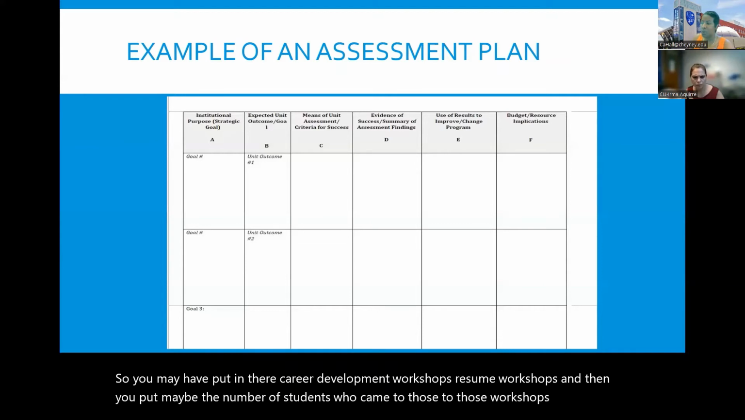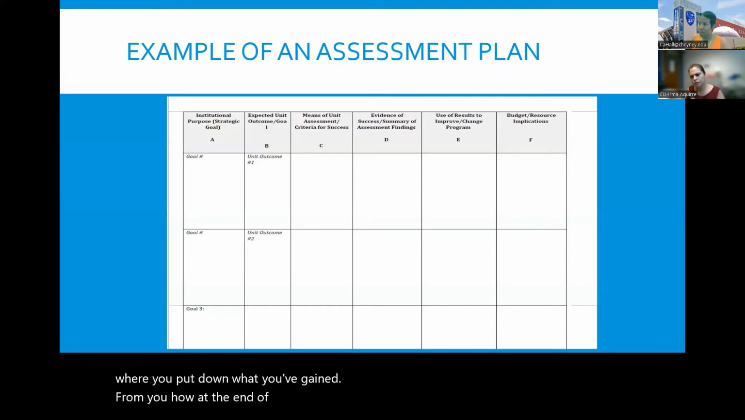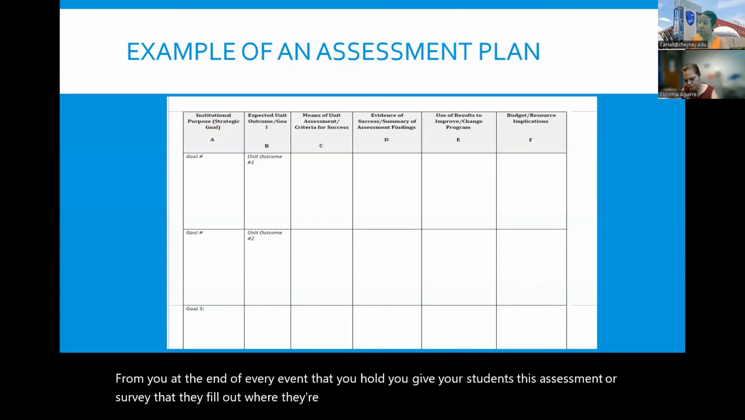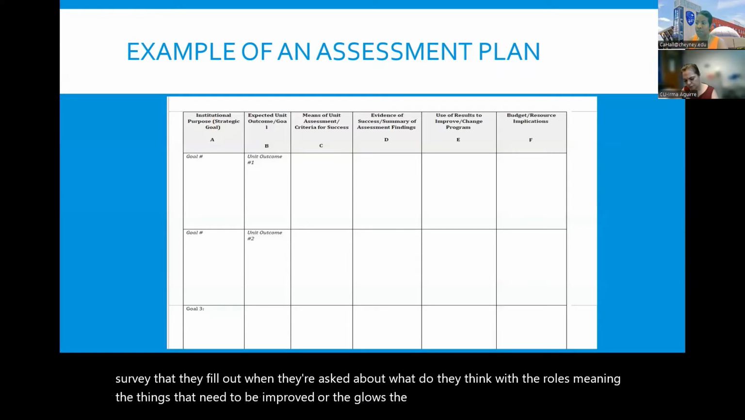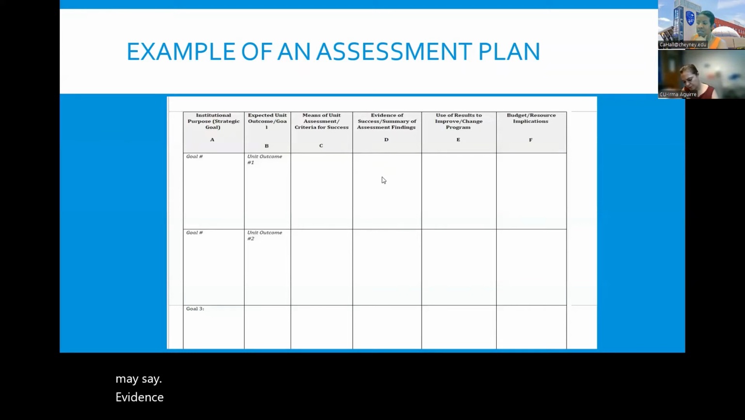And then in the next one, when it talks about evidence of success, that is where you put down what you gained from, you know how at the end of every event that you hold, you give your students this assessment or survey that they fill out where they're asked what they think were the grows, meaning the things that need to be improved, or the glows, the things that were done perfectly. That would support your evidence. And that's how we read the data that we take up, right? So you may say, evidence of success: 70% of students who enrolled in career development attended the resume skills writing workshop.